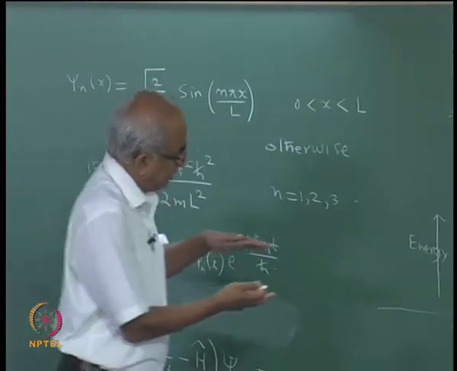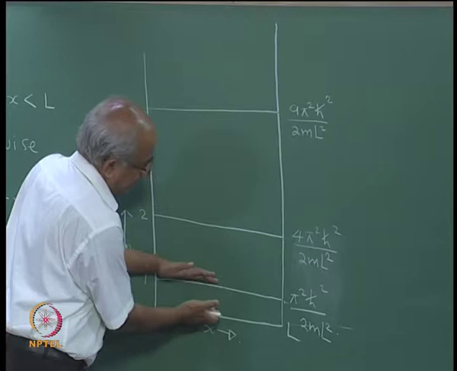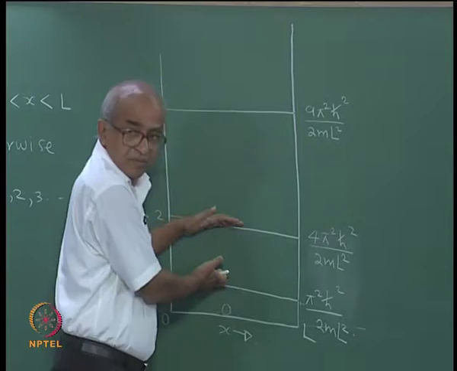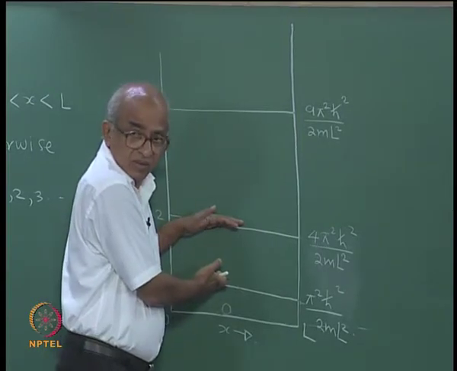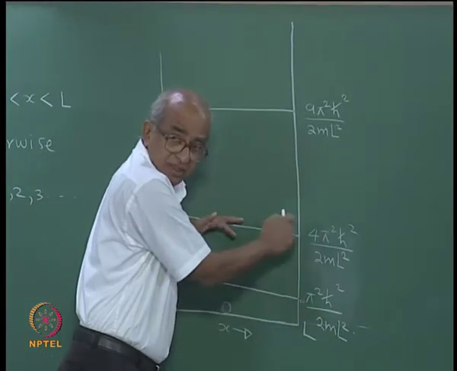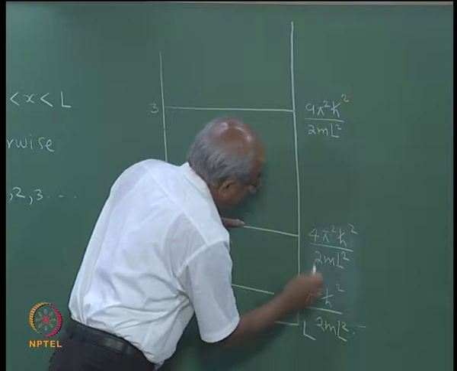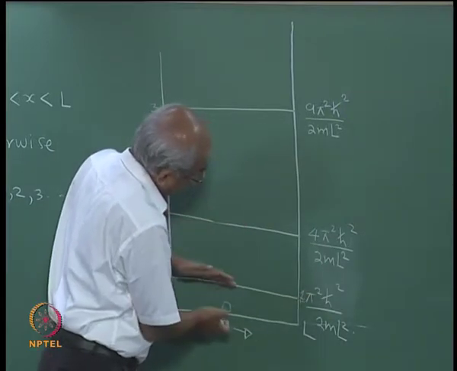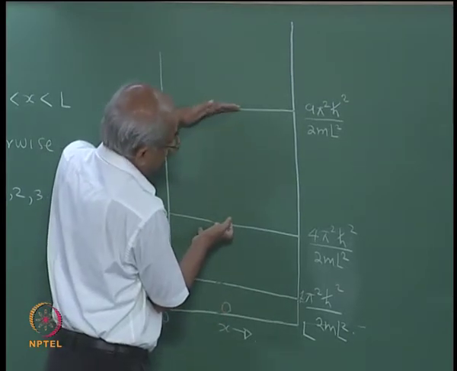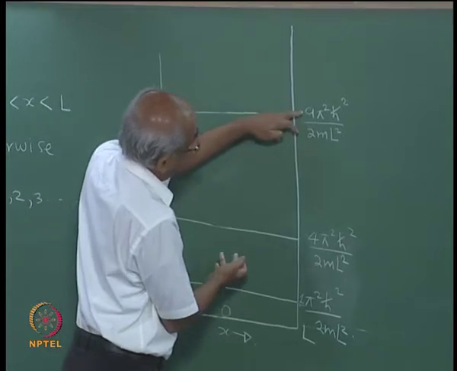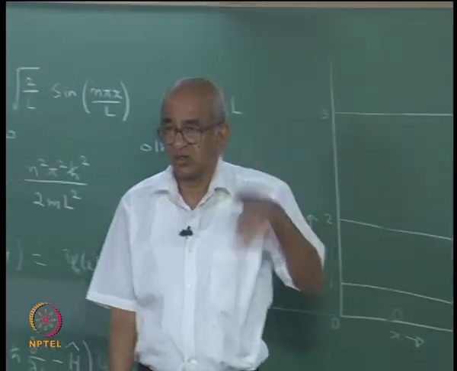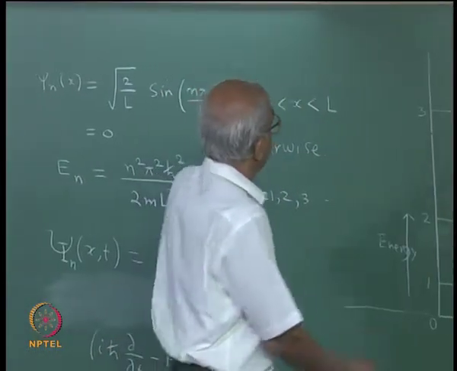And notice, this gap is only π²ħ²/2mL², while that gap will be 4 minus 1. Here you have a 4, there you have a 1. So this gap is actually 3 times that gap, and that is important to notice. While if you think of this gap, how much will it be? It will be 9 minus 4, so it is going to be 5 times π²ħ²/2mL², and this will go on happening.